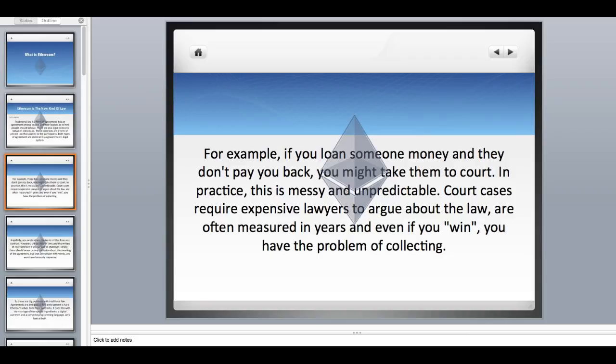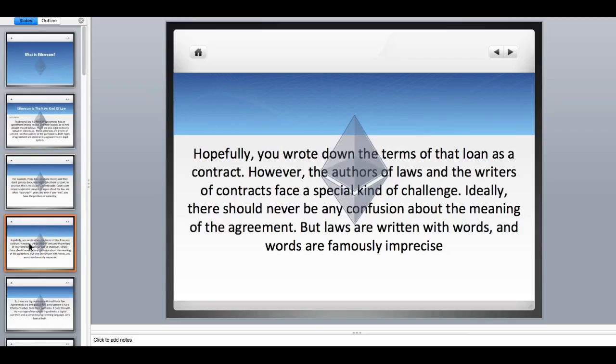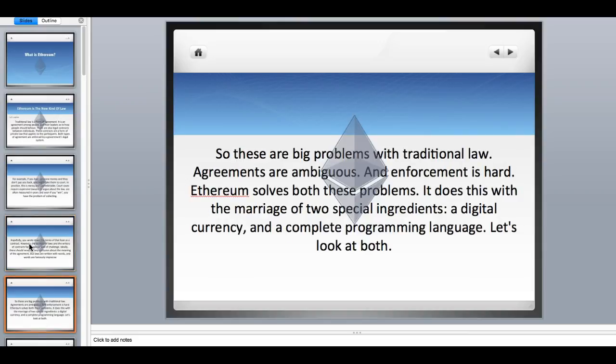Court cases require expensive lawyers to argue about the law and are often measured in years. And even if you win, you have a problem of collecting. Hopefully you wrote down the terms of that loan as a contract. However, the authors of laws and the writers of contracts face a special kind of challenge. Ideally, there should never be any confusion about the meaning of an agreement. But laws are written with words, and words are famously imprecise. So these are the big problems with traditional law: agreements are ambiguous, and enforcement is hard.